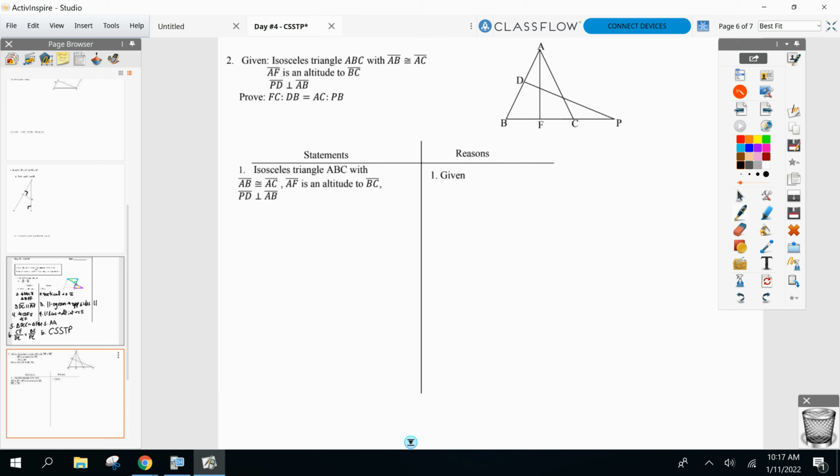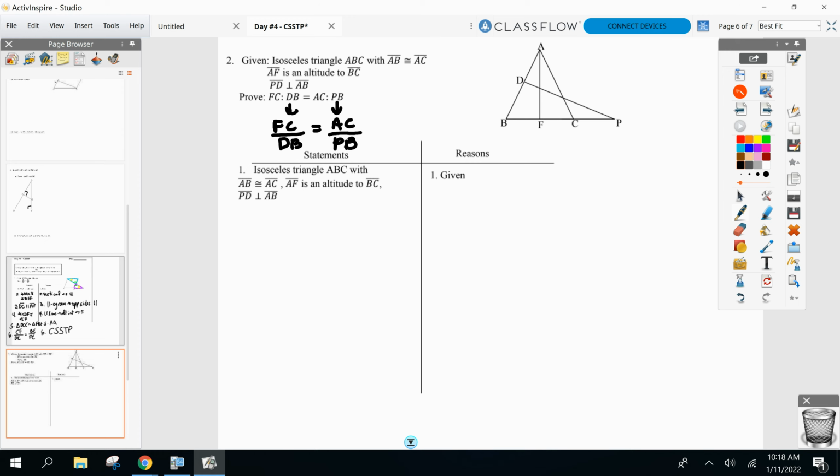All right, before I let you go in your groups, what you probably don't like is the proof statement. It's written a little differently than what you're used to. FC to DB, that's just a ratio. How else could I write it? FC over DB equals, same thing here. I can rewrite this as AC over PB. Just 2 different ways to write a ratio.